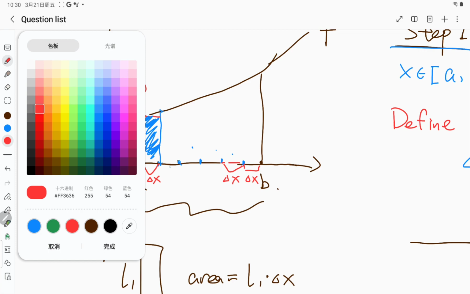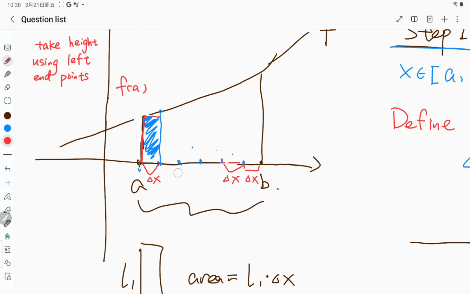The left endpoint of the second subinterval will be this one. So if this is our height, I take the height here and then draw a horizontal line across the second interval. And this is the area of the second rectangle.